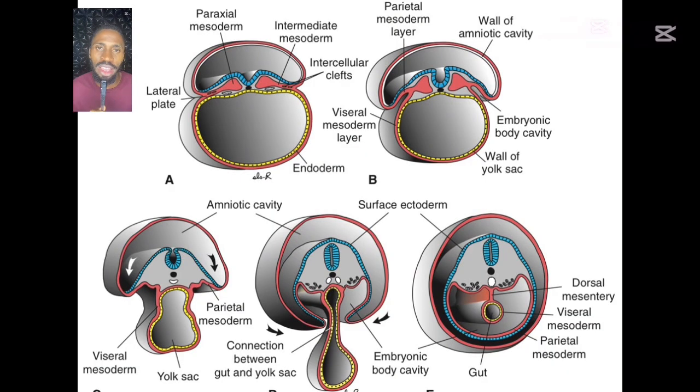Now I hope it all made sense and you have understood the formation of the gut tube, the division of the gut tube, and the mesentery around the gut tube, which is the peritoneal covering. I hope it all made sense to you.